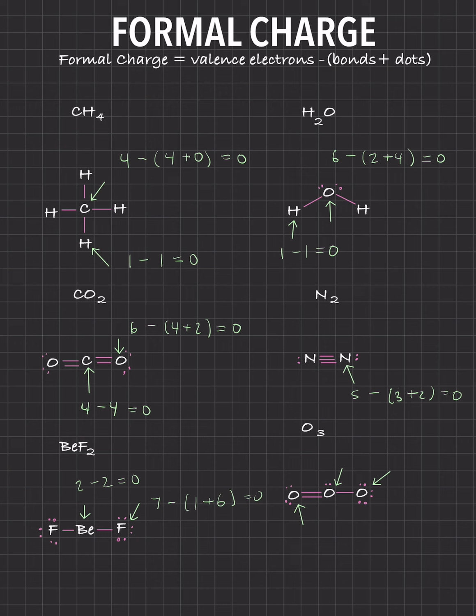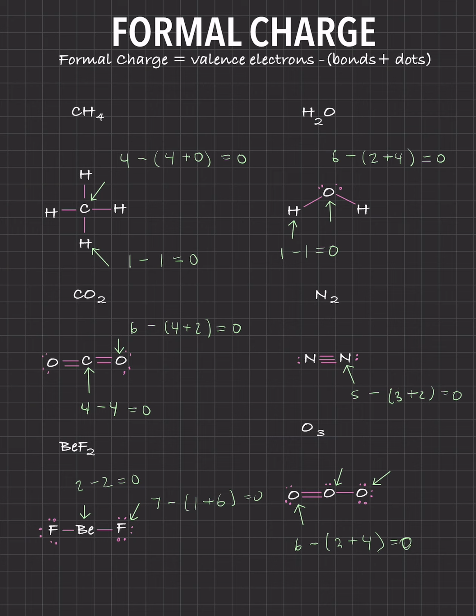So I'm going to go from left to right. Oxygen 1, oxygen 2, oxygen 3, or the one on the left, the middle, and the one on the right. Okay. So for oxygen 1, we know that oxygen has 6 valence electrons minus, again, you have 2 bonds, you have 4 dots. So the first oxygen is going to be 0. It's going to be neutral.